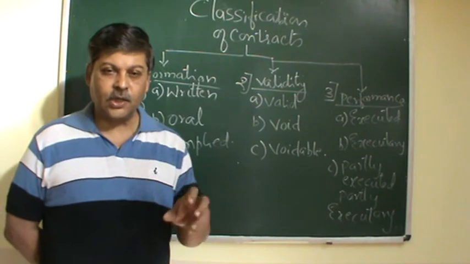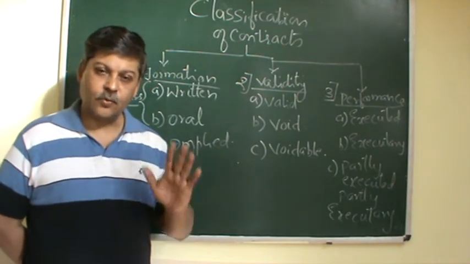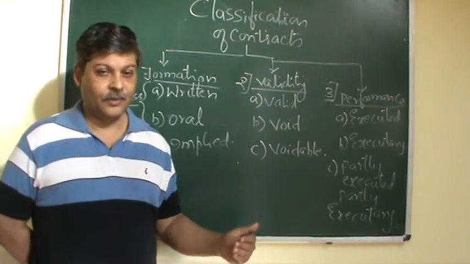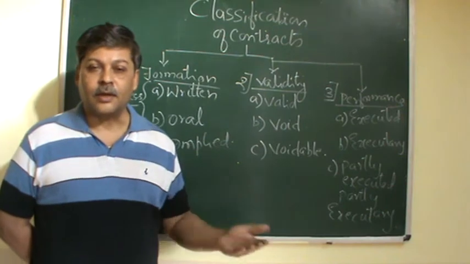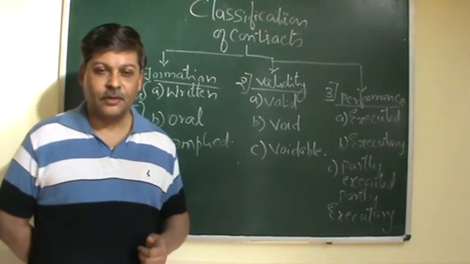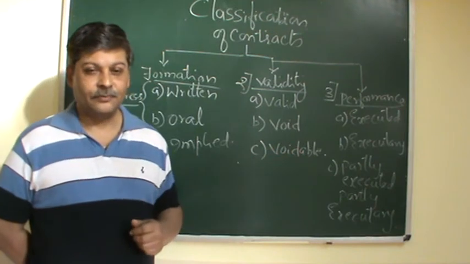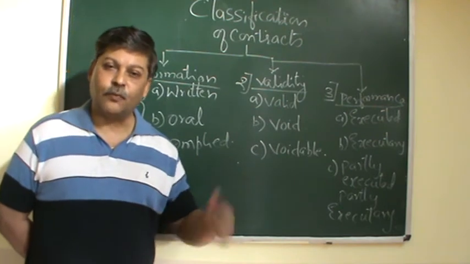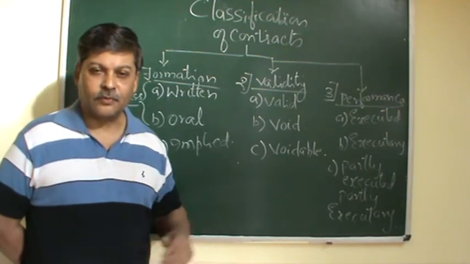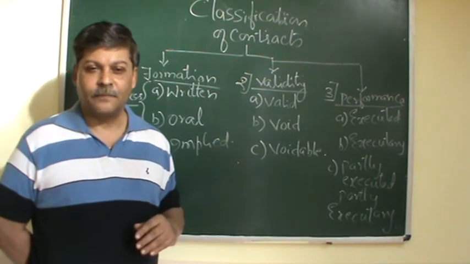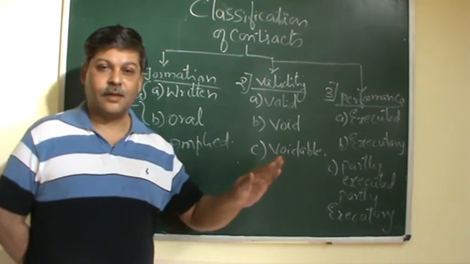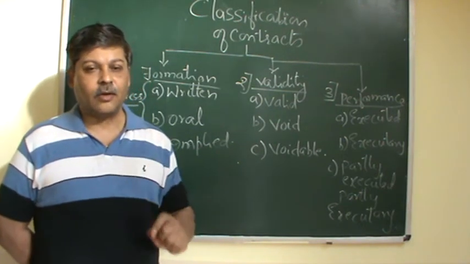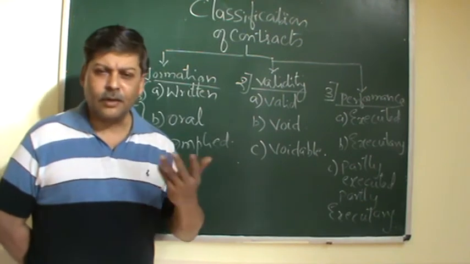What it means is that initially, when the contract was performed, it was valid. The changed circumstances lead the contract to become void. That is what we call a void contract. If the agreement is itself void, you cannot make it part of a contract; you cannot establish the contract itself. For example, a minor's agreement is a void agreement, and it cannot lead to a contract.